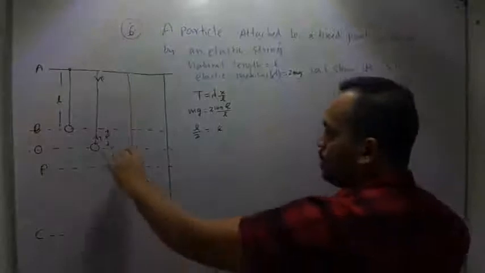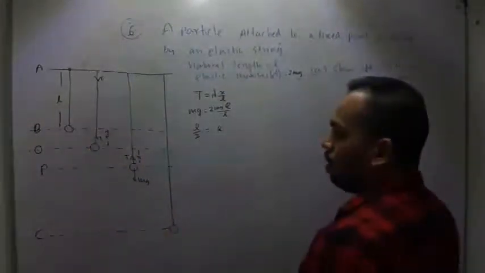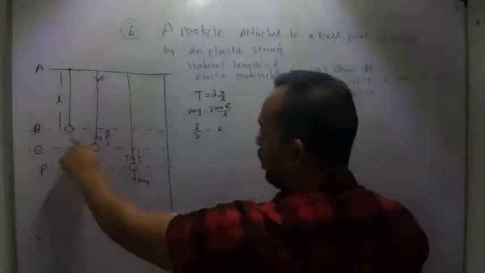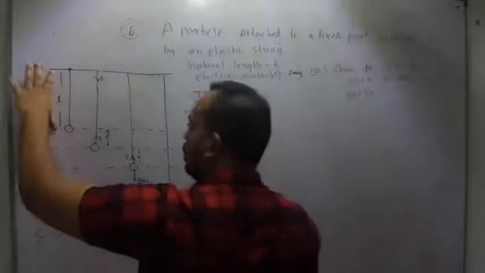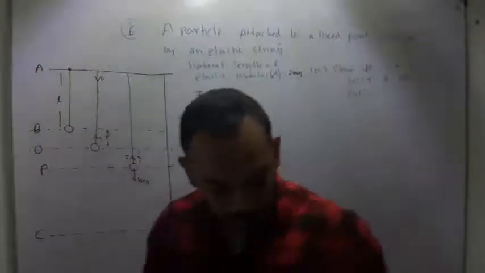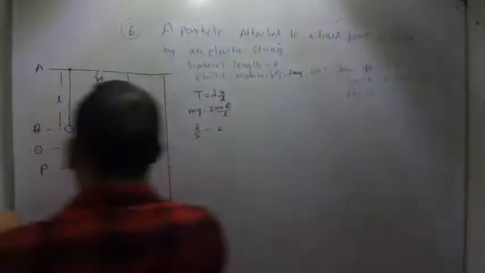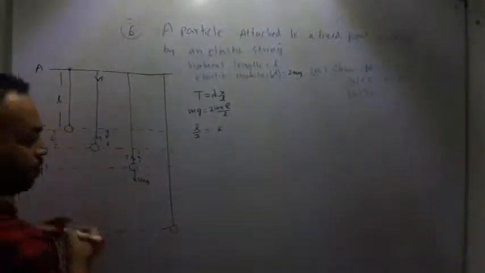So what is the extension? When it is released, the extension from the starting point up to the equilibrium point would be L by 2. If the natural length is L, this part would be L by 2. So let me just write it somewhere: L over 2, this part here.